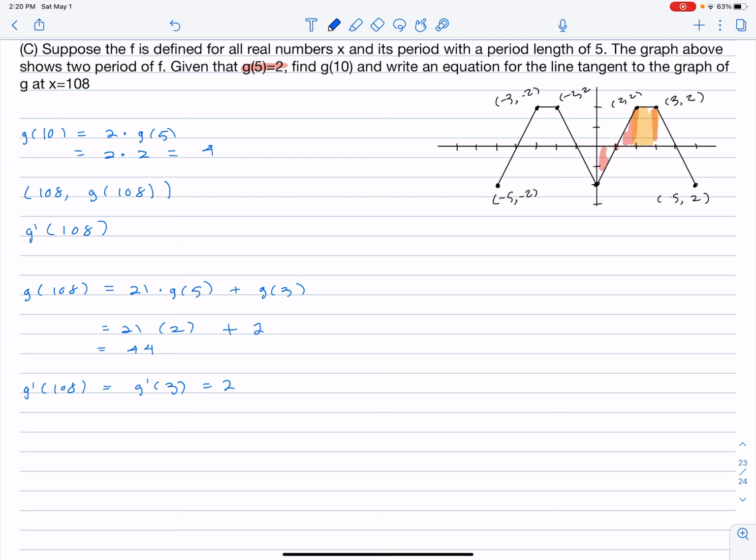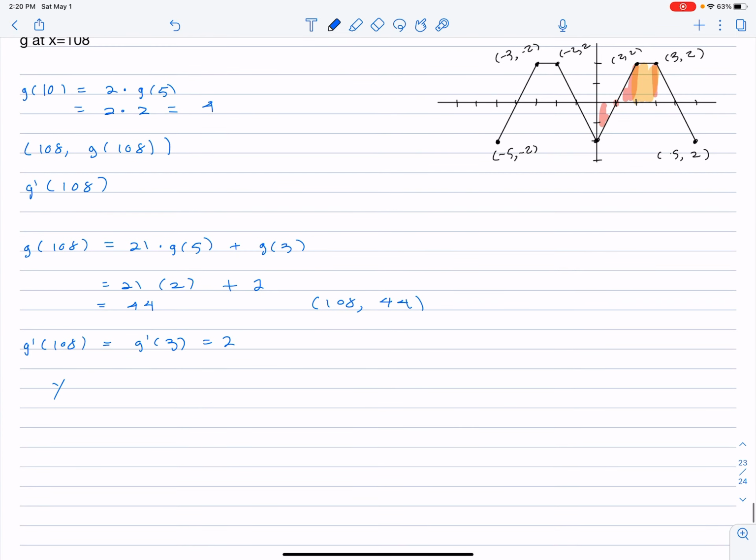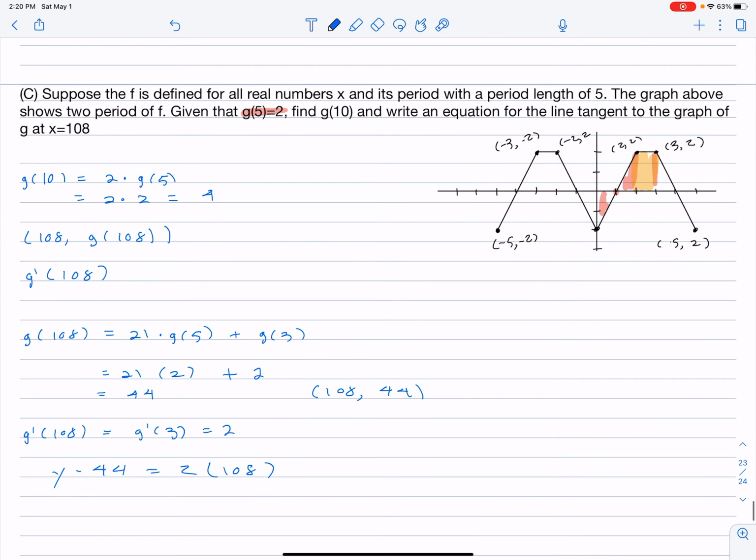So we have a slope and a point, right? Our point is the point 108, 44, and our slope is 2. So our equation of our line is going to be y minus 44 equals 2 times x minus 108. And I don't think they asked us to write it in terms of, nope, it doesn't ask us to write it in terms of f of x or y equals f of x or anything. So we are done at that point. So I will see you in the next video.